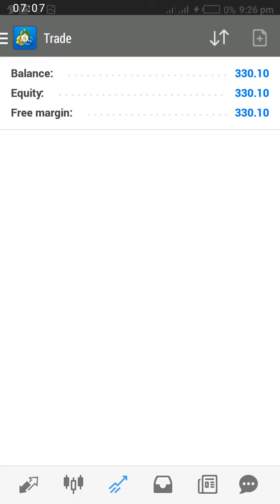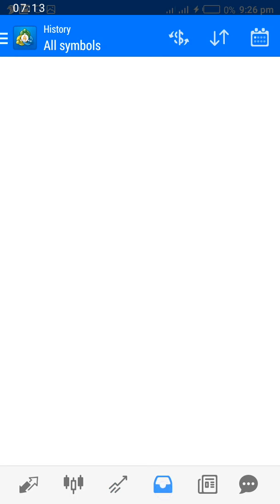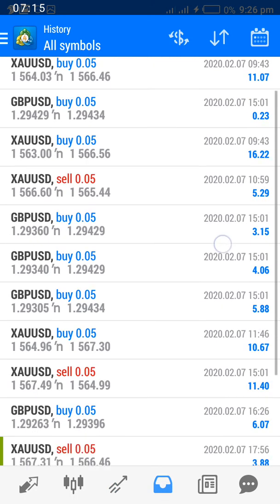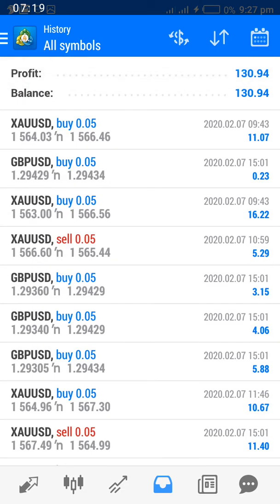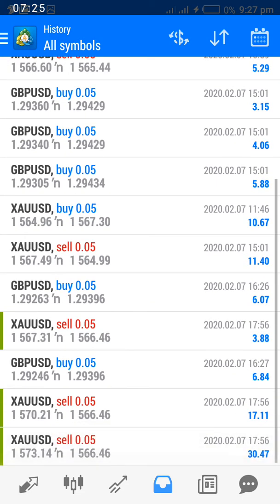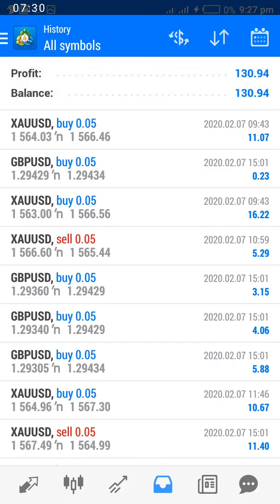So this is the trading arena whereby you see your balance, your equity, and your free margin. Look at this. Can you see what I made the last time? So I made $130 in just 1 day. This is the history of what you have made. Any trade you closed, whether you are in profit or in loss. You can make more depending on your strategy and your money. The bigger the money, the bigger you make.